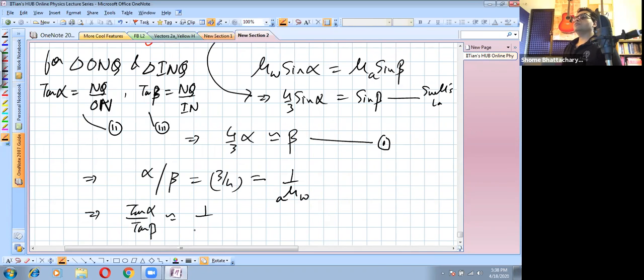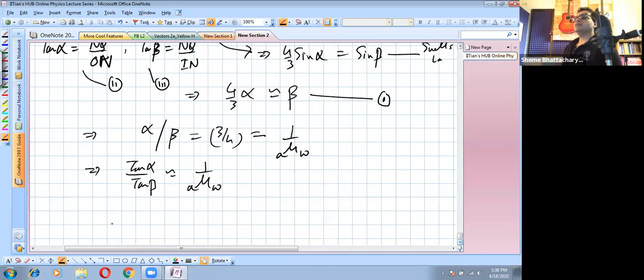So that is 1 upon refractive index of water with respect to air. And further, tan alpha and tan beta are nothing but: tan alpha is NQ divided by the real depth D, which is ON. And tan beta is similarly NQ divided by the apparent depth, which is D prime. Okay. And that is equal to 1 upon refractive index of water with respect to air.